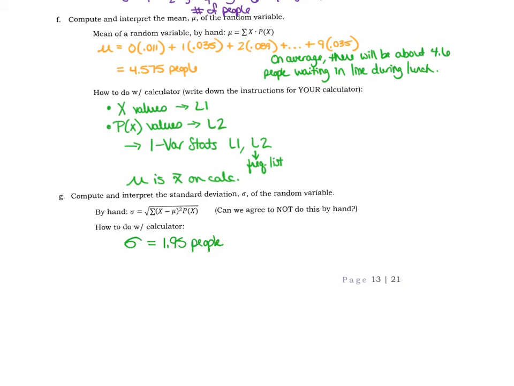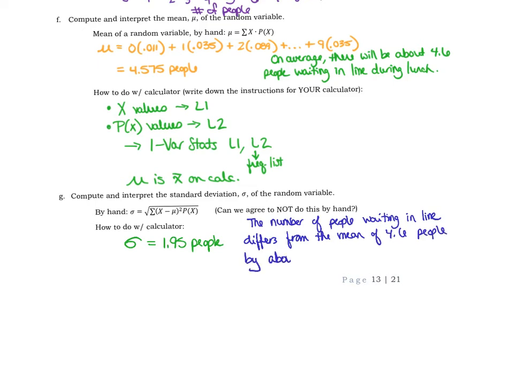That would mean that the number of people waiting in line differs from the mean of 4.6 people by about 2 people on average. By about 2 people on average. Again, you can say 1.95, that's fine, but that word about kind of covers a multitude of sins, if you will. And then there's one other thing that I do want to point out.